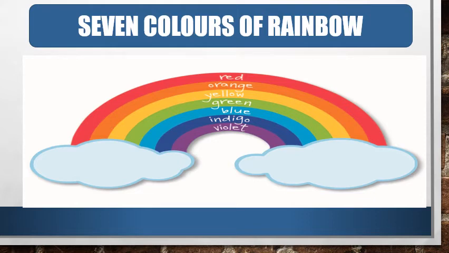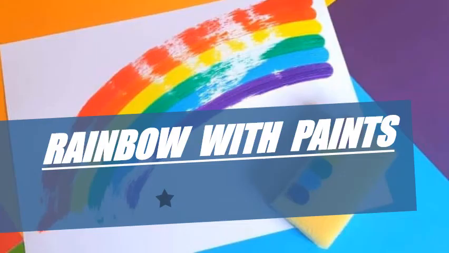Alright children, did you try making a rainbow at home? No? Don't worry. We are going to do it today. So let's see what our hands-on activity is. Today we are going to make a rainbow with paints and with the help of a sponge. So how you have to do this, children?